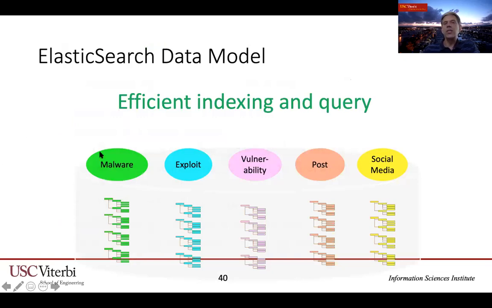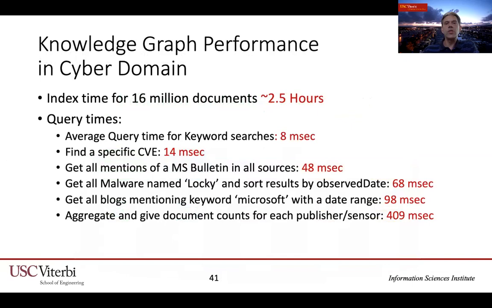So here's the data model that we use. We have different views of the data, right? We have one view for malware where we say, this is what we might want to know about malware. And we put together information from the domain ontology that organizes the data in a way that we can very efficiently query for malware. Then we do the same thing for exploits, vulnerabilities, posts, social media, so that you can query for each of these things very quickly and very efficiently because you have documents that correspond. It increases the amount of storage required since you're making multiple copies of the data, but it makes query access very fast.